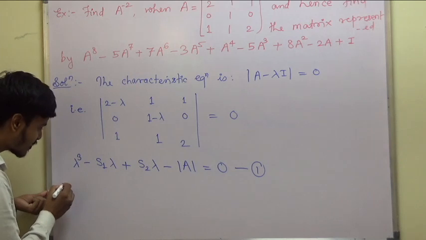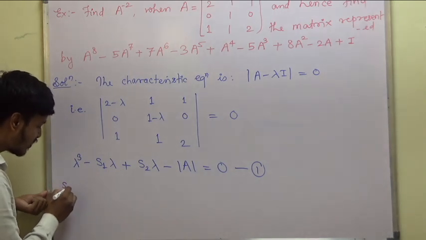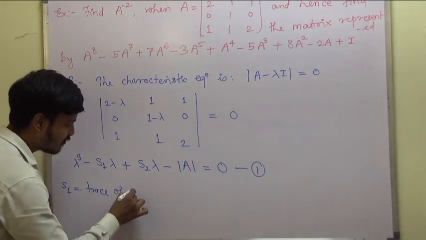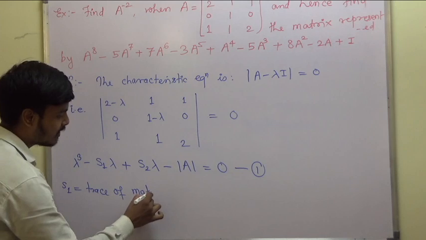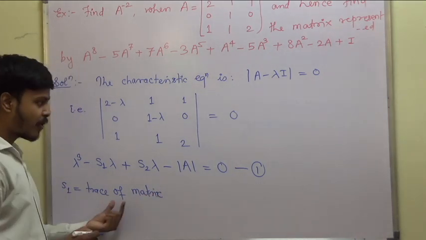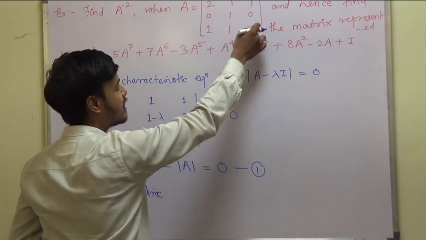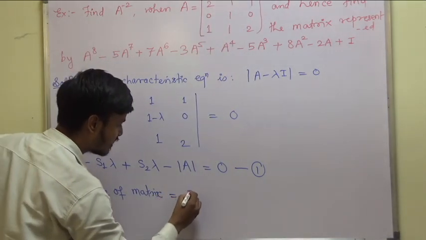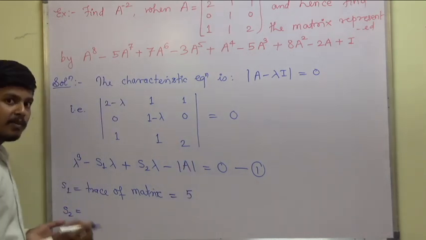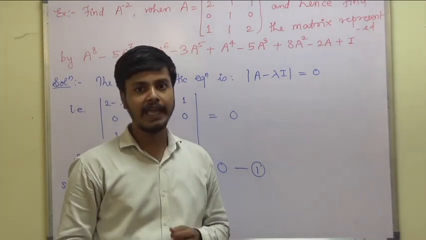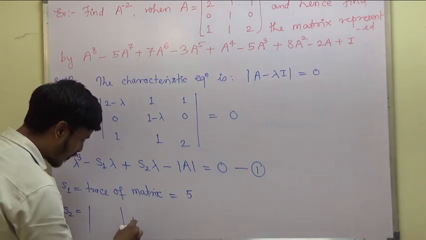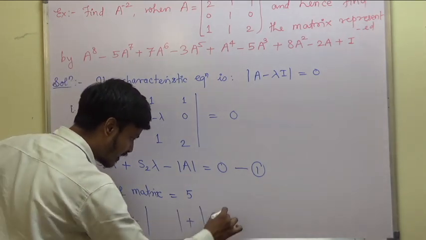Let us find out S1. S1 is equal to the trace of the matrix, which is the sum of the diagonal elements: 2 plus 1 plus 2. So S1 is equal to 5. What is S2? S2 is the sum of the minors of the diagonal elements.